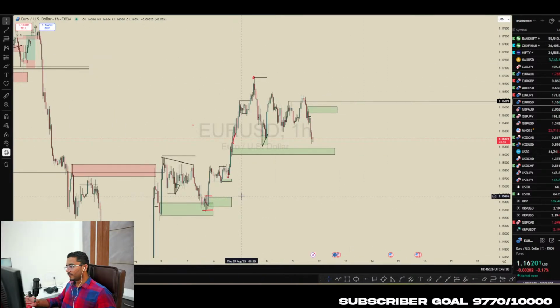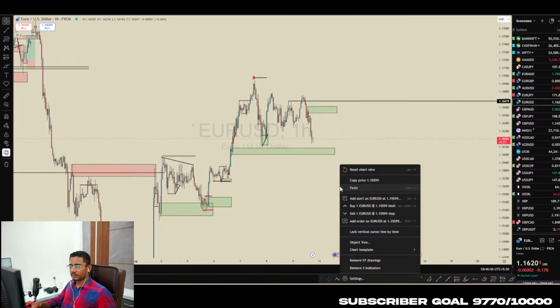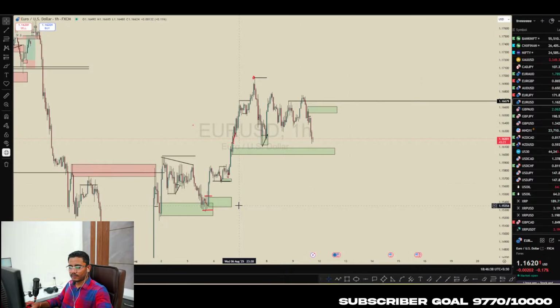Sometimes if you don't understand the structure, just leave it. I'll just skip this pair and look for clear indications, clear trades on another pair. That's what I do. So you don't have to take trades.